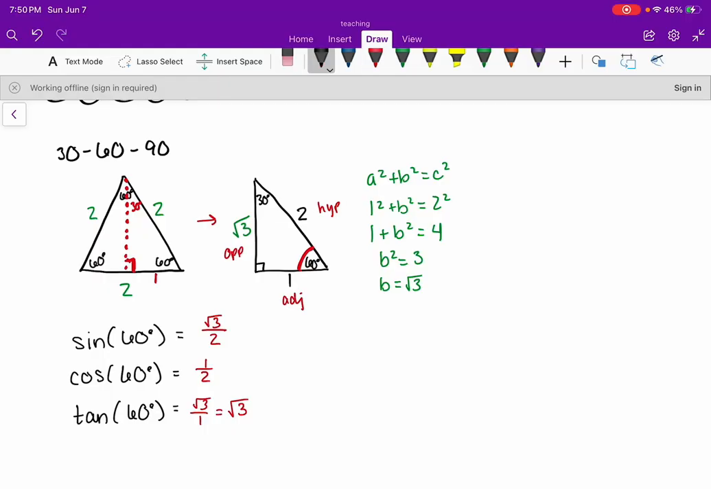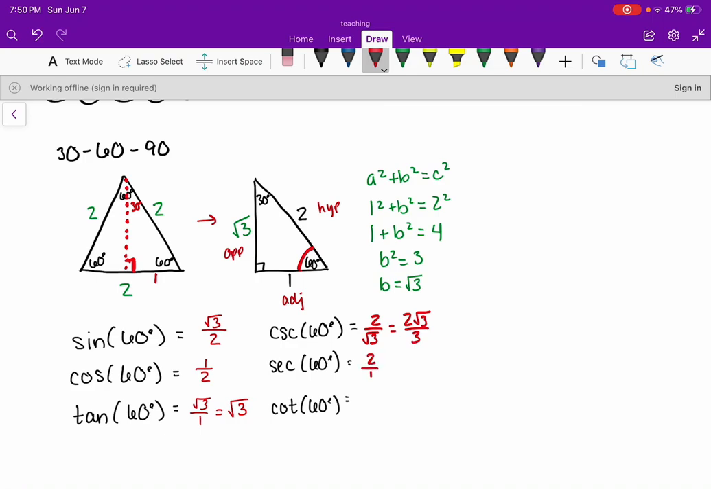I'll do the reciprocals as well. So cosecant of 60 degrees, secant of 60 degrees, and cotangent of 60 degrees. Cosecant would be 2 over root 3. Rationalize, this is 2 root 3 over 3. Secant would be 2 over 1, or just 2. And cotangent would be 1 over root 3. Rationalized would be root 3 over 3.